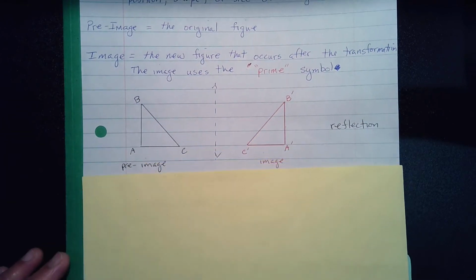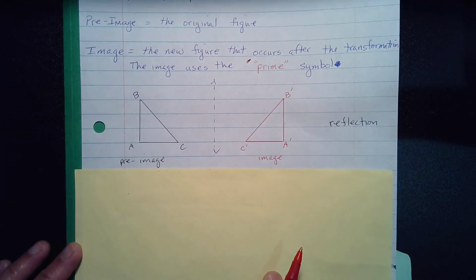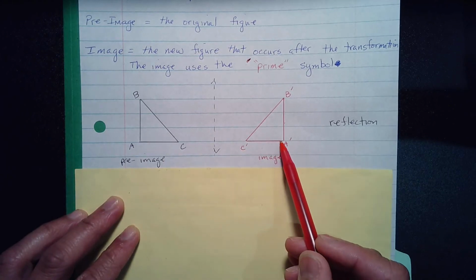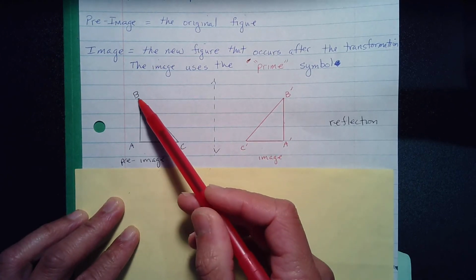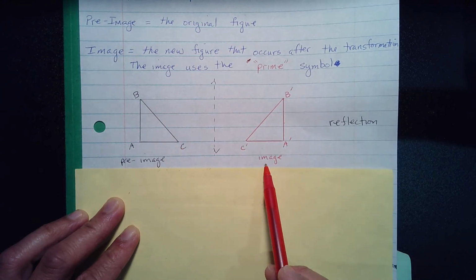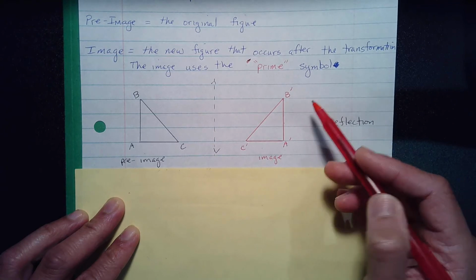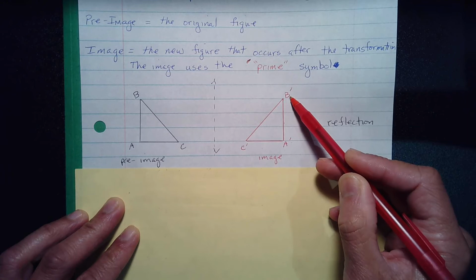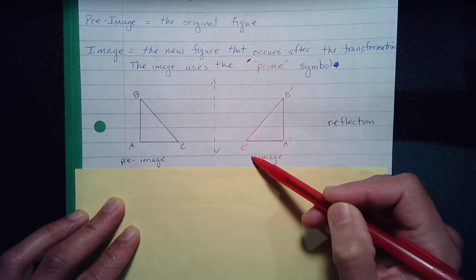So here's one type of transformation. Here is the pre-image. Here is the image. Note this is triangle BAC. Now for the image we call it triangle B prime, A prime, C prime. Again, this is B prime, A prime, C prime.